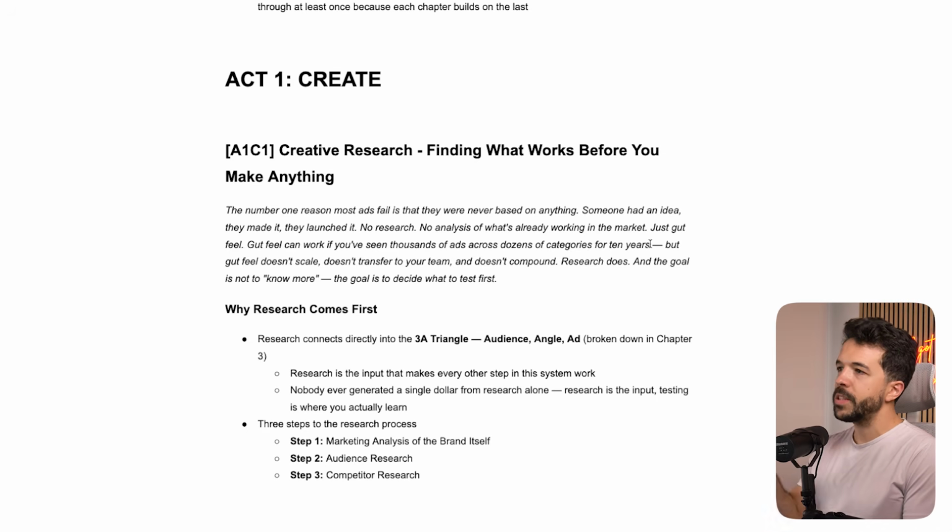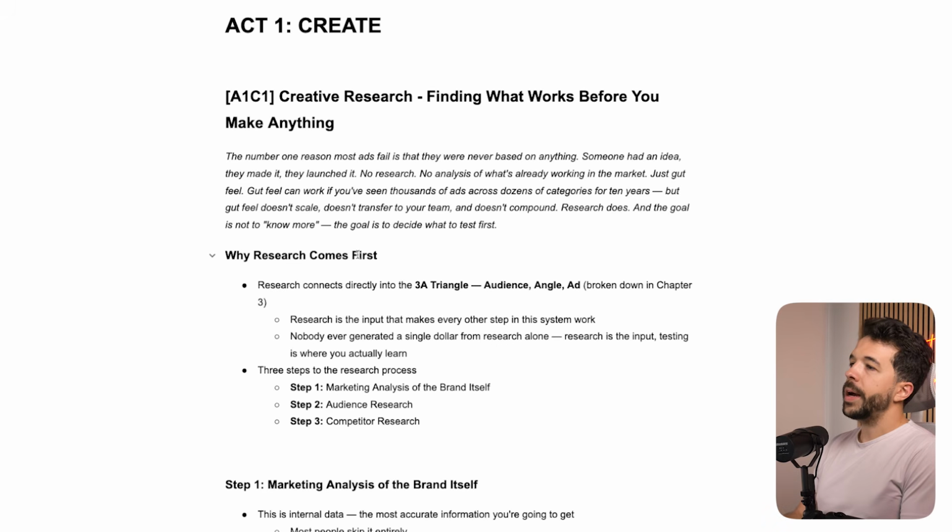So it's still very important to do research, and especially now considering AI, considering the possibility we have to build agents and skills around this, it makes no sense not to put in a great research. So why research comes first? Research connects directly into the 3A triangle, which is our proprietary framework, which includes audience, angle, and ad, and we will break it down in chapter 3. Research is the input that makes every step in this system work.